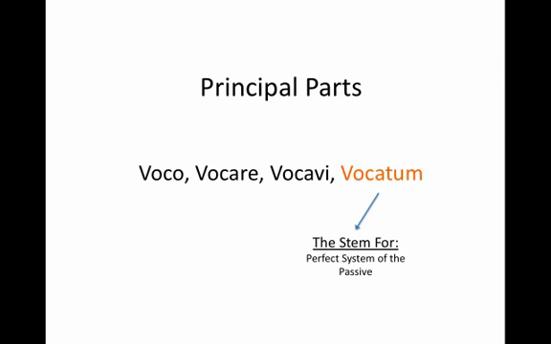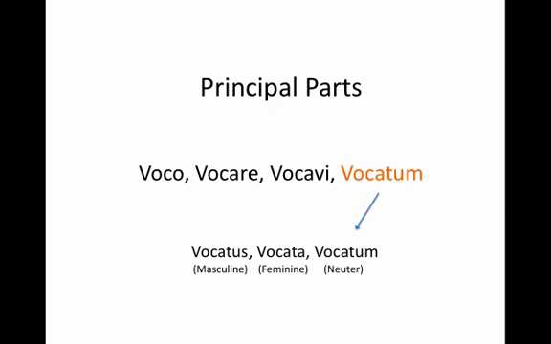And wokatum actually works exactly like an adjective. Here it's shown in its neuter form only when you get the four principal parts of a verb. However, it can be seen as wokatus, wokata, wokatum. Remember, this is just like a three-part adjective, so wokatus is the masculine, wokata is the feminine, and wokatum is the neuter.